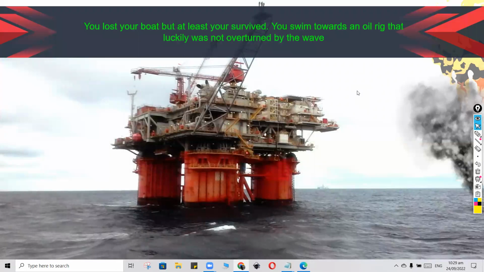All right, so luckily the tsunami didn't kill you. You were overturned and lost your boat, but there was an oil rig close by. The Gulf of Paria has a lot of oil rigs. So you survive by floating on a little box, and of course, you're going to swim to the oil rig, which has survived. That's the best case scenario, I guess.